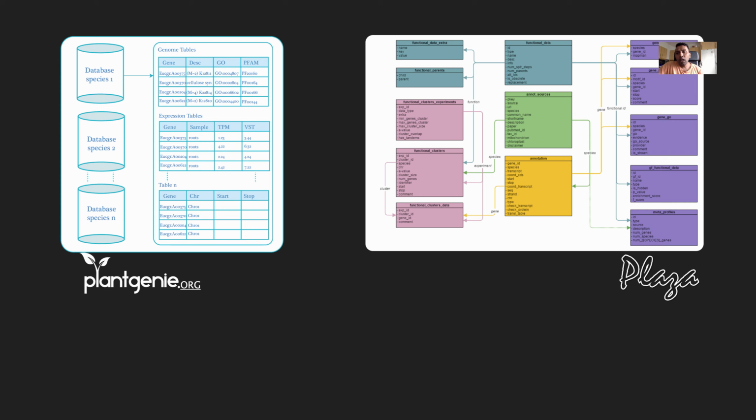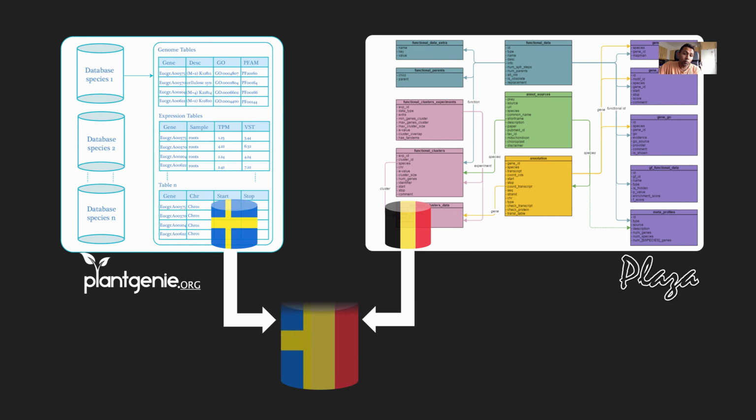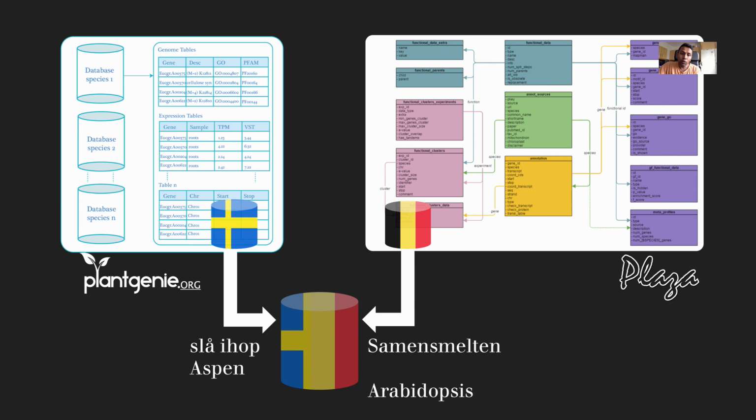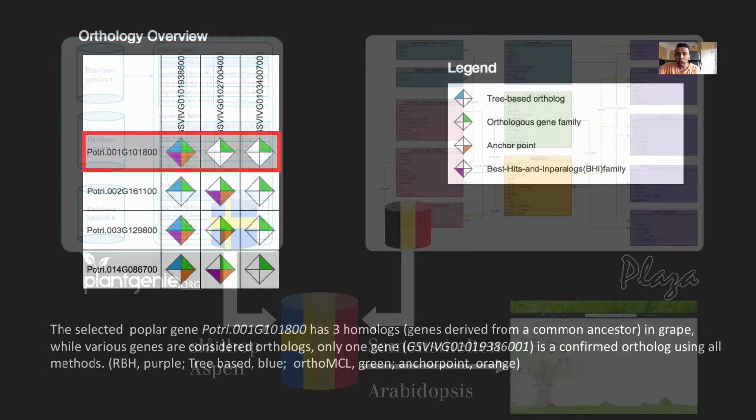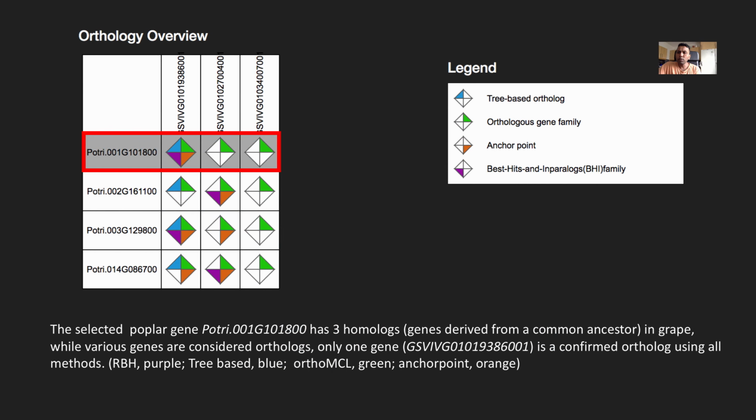In PlantGenIE, we have our own database structure, and PLAZA has a quite different database structure. As our plan proceeds, we need to combine both the PlantGenIE and PLAZA databases, which is similar to translating Swedish words to Dutch or Flemish words, or in our case, it is similar to moving between Aspen to Arabidopsis.